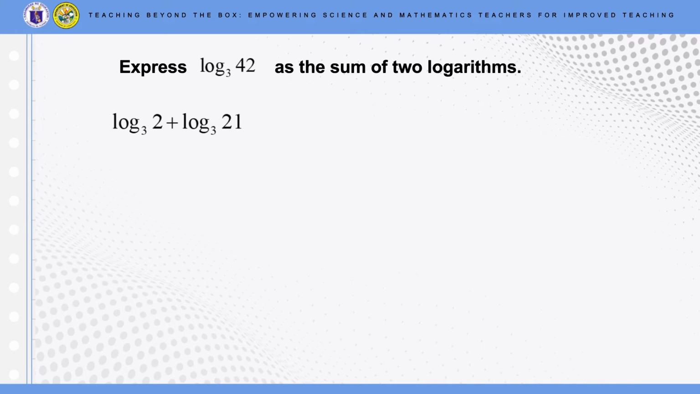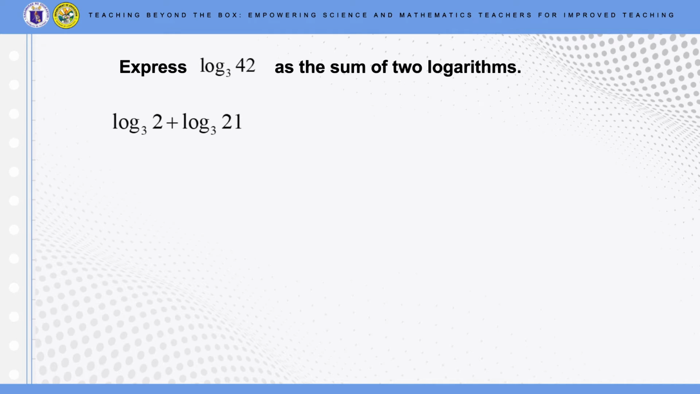Let's have some more. Express the logarithm of 20 base 5 as the sum of two logarithms. We have logarithm of 2 base 5 plus the logarithm of 10 base 5. Also, logarithm of 4 base 5 plus the logarithm of 5 base 5.